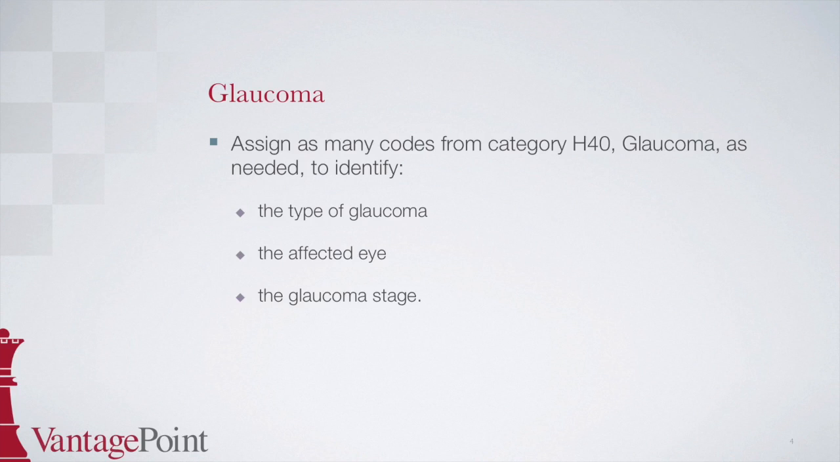For glaucoma, which is category H40, codes may include the type of glaucoma, the eye affected, and the stage of the glaucoma, which is designated by a 7th character. If the patient has glaucoma in both eyes, you may have 2 codes.